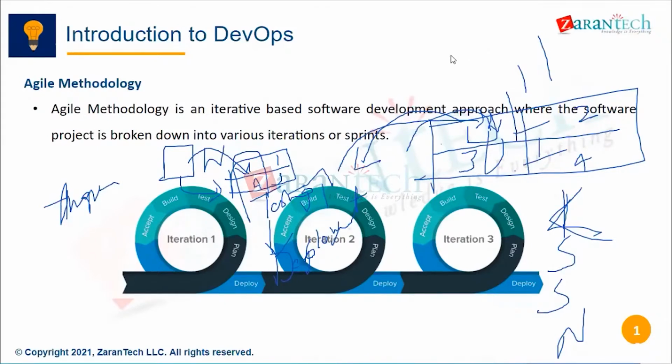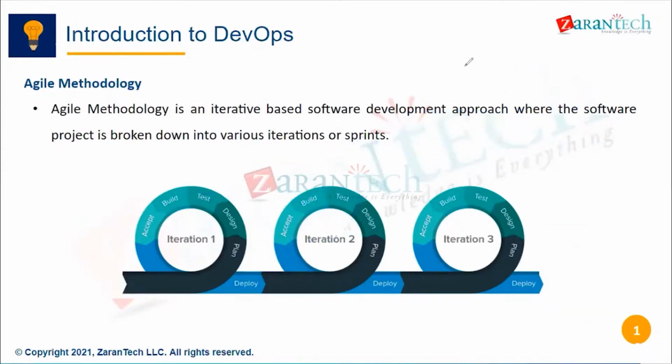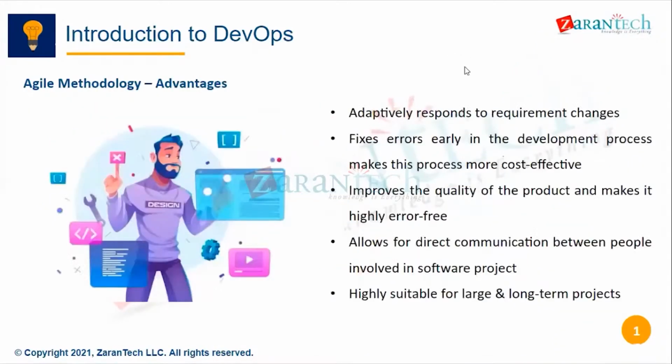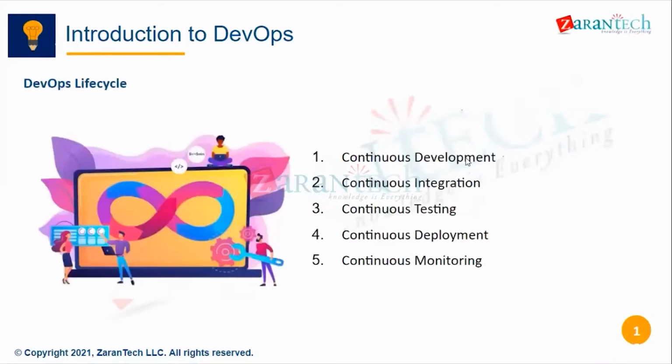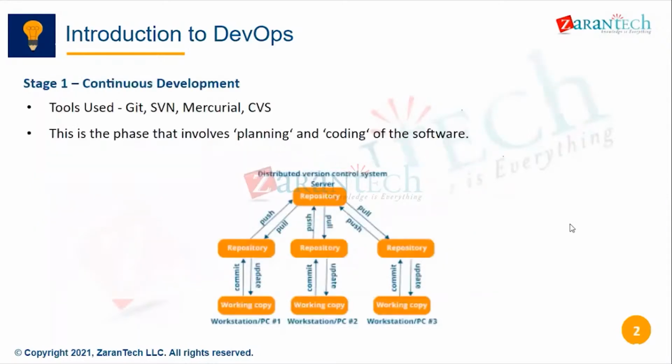Now, if I go back here, that is what it is. Continuous development, integration, testing, deployment, and monitoring. Is it clear now? Yes. Thank you. Very good. So that's what we will get into, continuous deployment, right? So continuous development, I'm really sorry. Continuous development, this is where we'll talk about the collaboration tools.